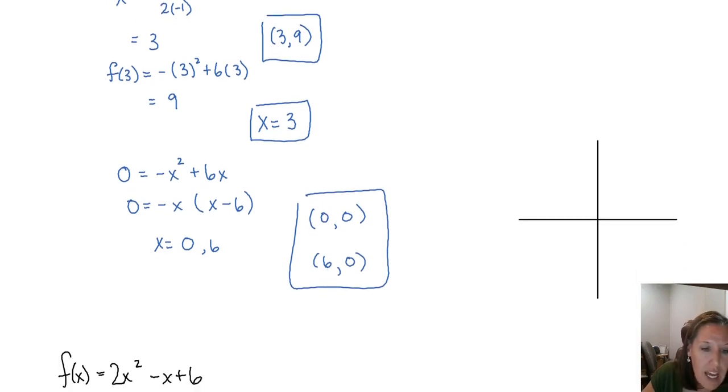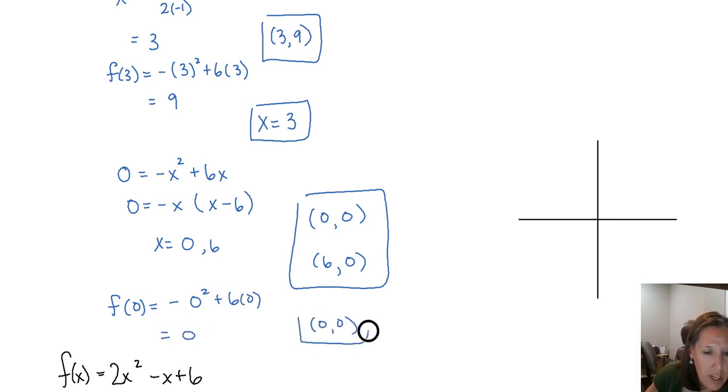All right, our last item that we need to find is our y-intercept. And we find our y-intercept by plugging in x equals 0. Similar approach as to finding the x-intercepts. It's just now we're looking for the values where our x value is equal to 0. So we're going to plug in 0 for x, and that does simplify to 0. And so we get that our y-intercept is the origin.